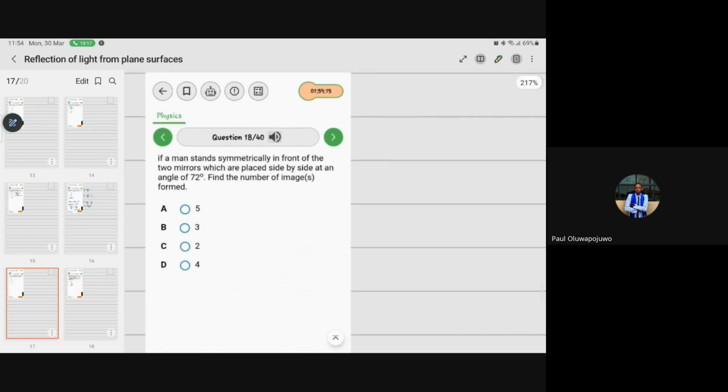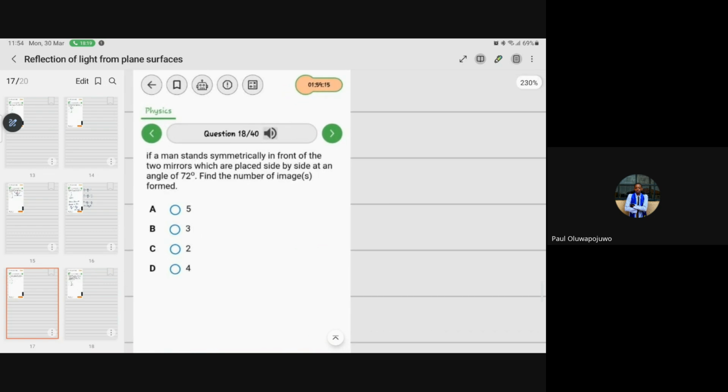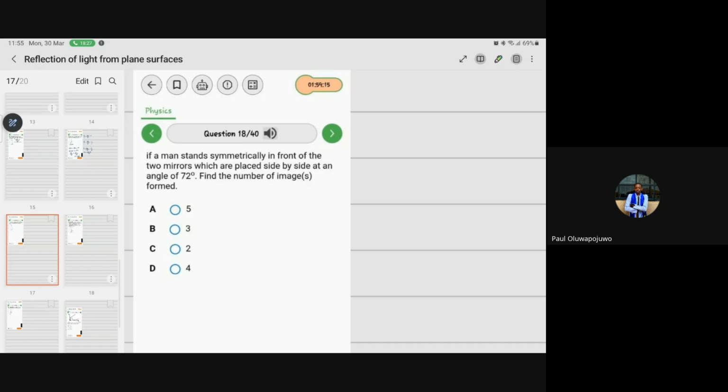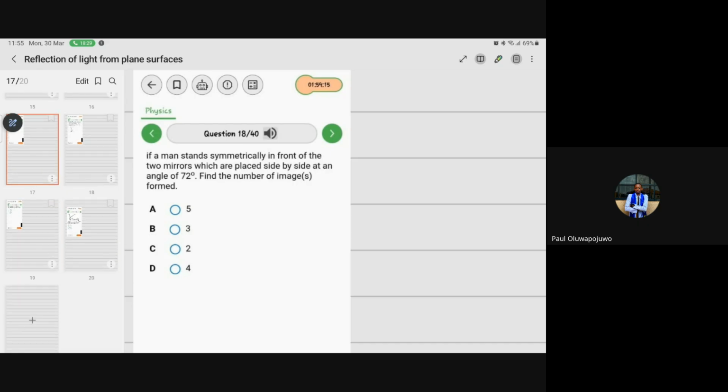Now they said, if a man stands symmetrically in front of 2 mirrors which are placed side by side at an angle of 72 degrees, find the number of images formed. So who is solving? Find the number of images formed. Who is solving? Fast, fast.